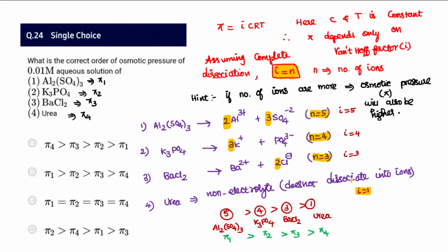So the one which has the highest Van 't Hoff factor is the first one, followed by the second one, K3PO4, which is also high, and then barium chloride, and then urea. So the Van 't Hoff factor of 5 is higher, followed by 4, followed by 3 and 1. This is actually the Van 't Hoff factor. So pi 1 is greater than pi 2, then pi 3, then pi 4. So therefore the option that exactly matches here is option B.